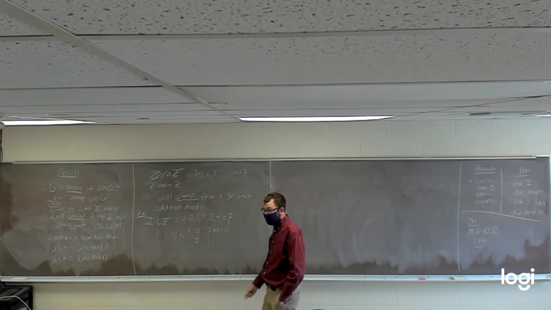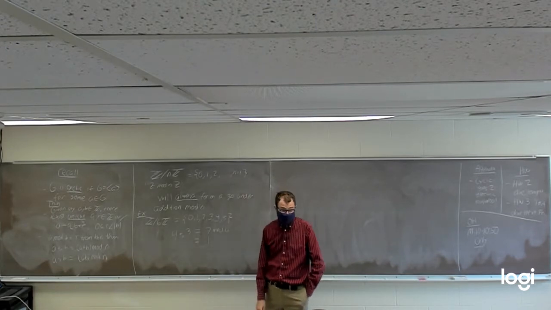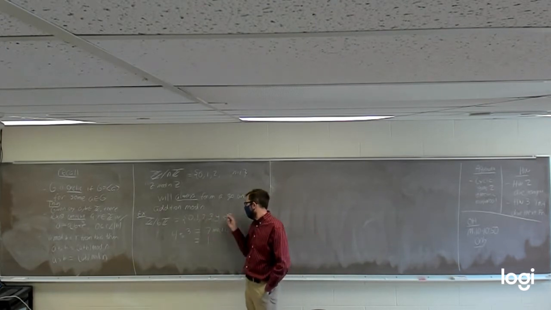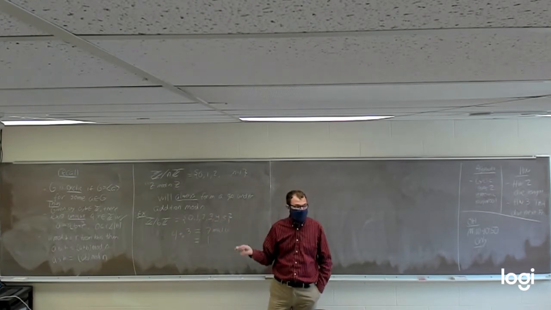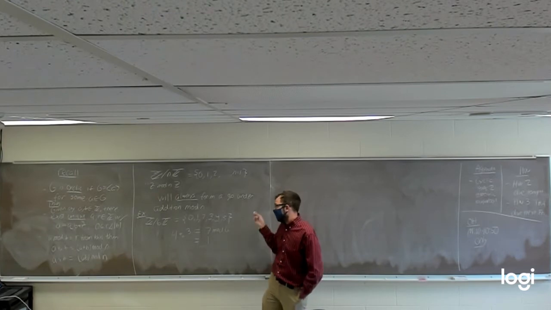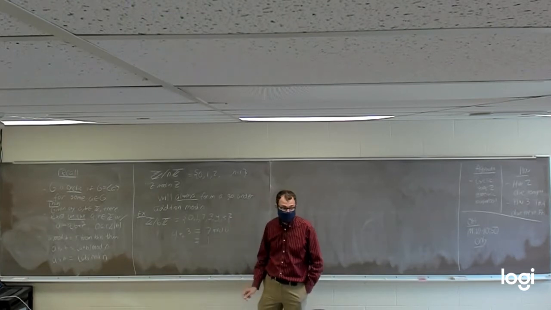So this is how our group operation works. You just take two integers from this set, you add them normally, and then you mod out by n. In this case, n equals 6.